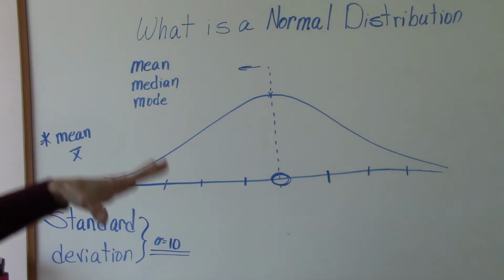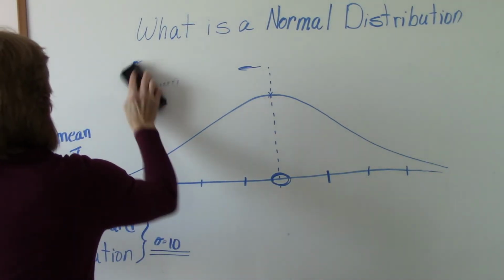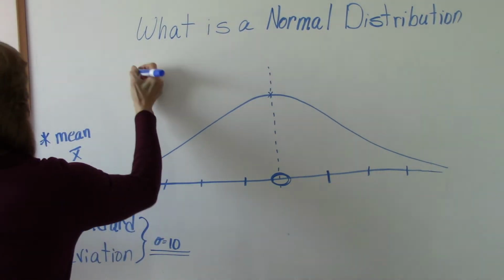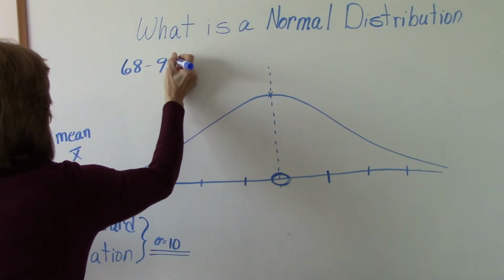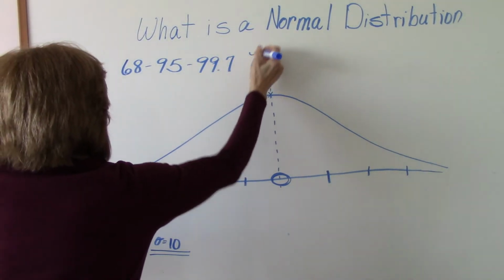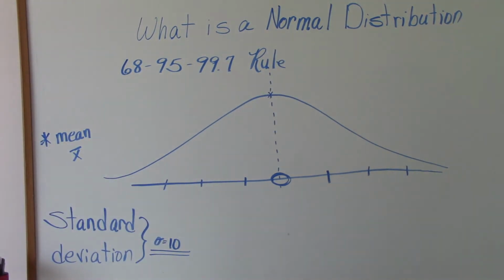It's not quite as easy to answer as with a bar graph or a histogram or a line graph and so forth. So we have this rule that's really easy to follow. And I'm going to erase this right here just a minute. Okay? And it is called the 68, 95, 99.7 rule. And these are all percentages, okay?